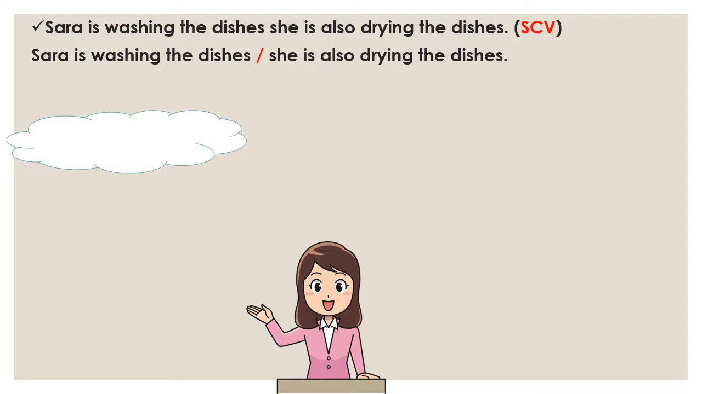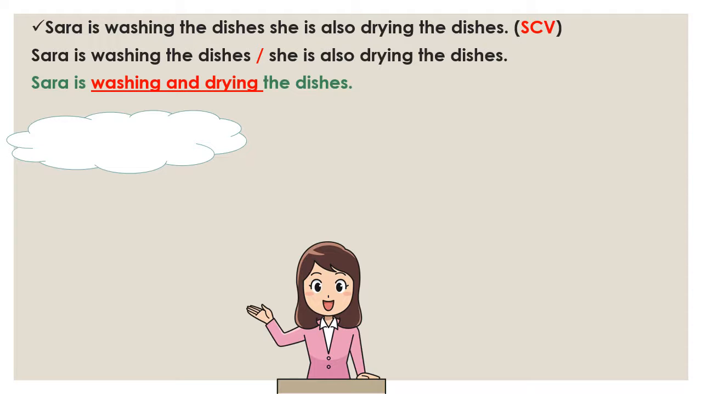Washing, drying. These are the two verbs that I have to put together. So this is how I'm going to create a compound verb, by putting the two verbs together. The verb in the first sentence and the verb in the other sentence. So I'm going to say, Sarah is washing and drying the dishes. You see here? What did I create here? A compound verb. So I'm going to say washing and drying. I put the two verbs together to make a compound verb.